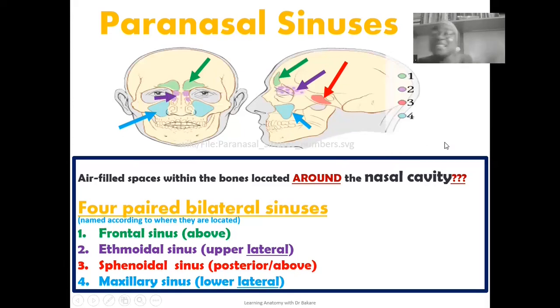You can see that these paranasal sinuses are seen as air-filled spaces that are located within the bones that are seen around the nasal cavity. And you see them being arranged around the nasal cavity.